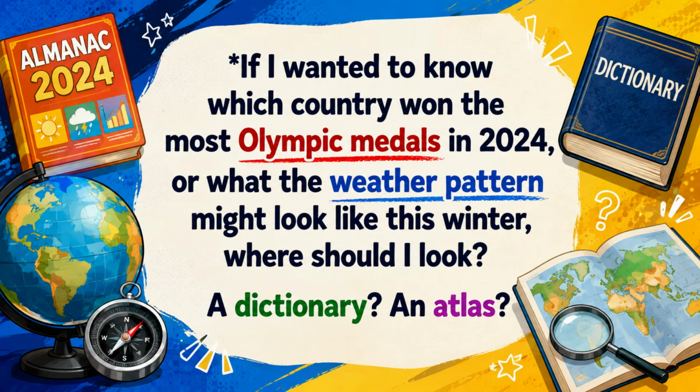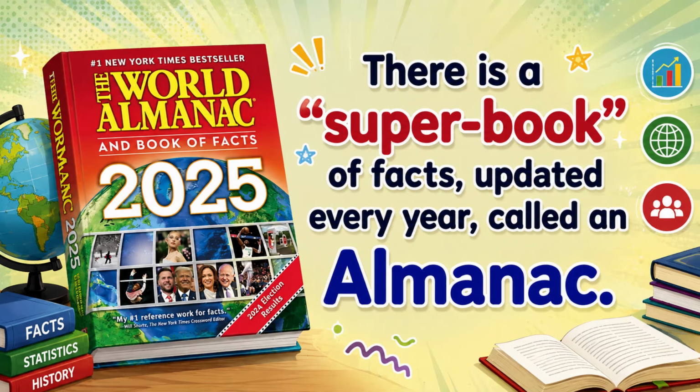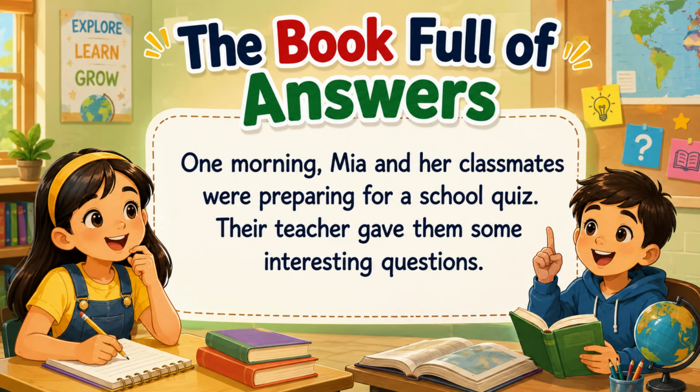If I wanted to know which country won the most Olympic medals in 2024, or what the weather pattern might look like this winter, where should I look? A dictionary? An atlas? There is a superbook of facts, updated every year, called an almanac. Let us now read this text. The book full of answers.